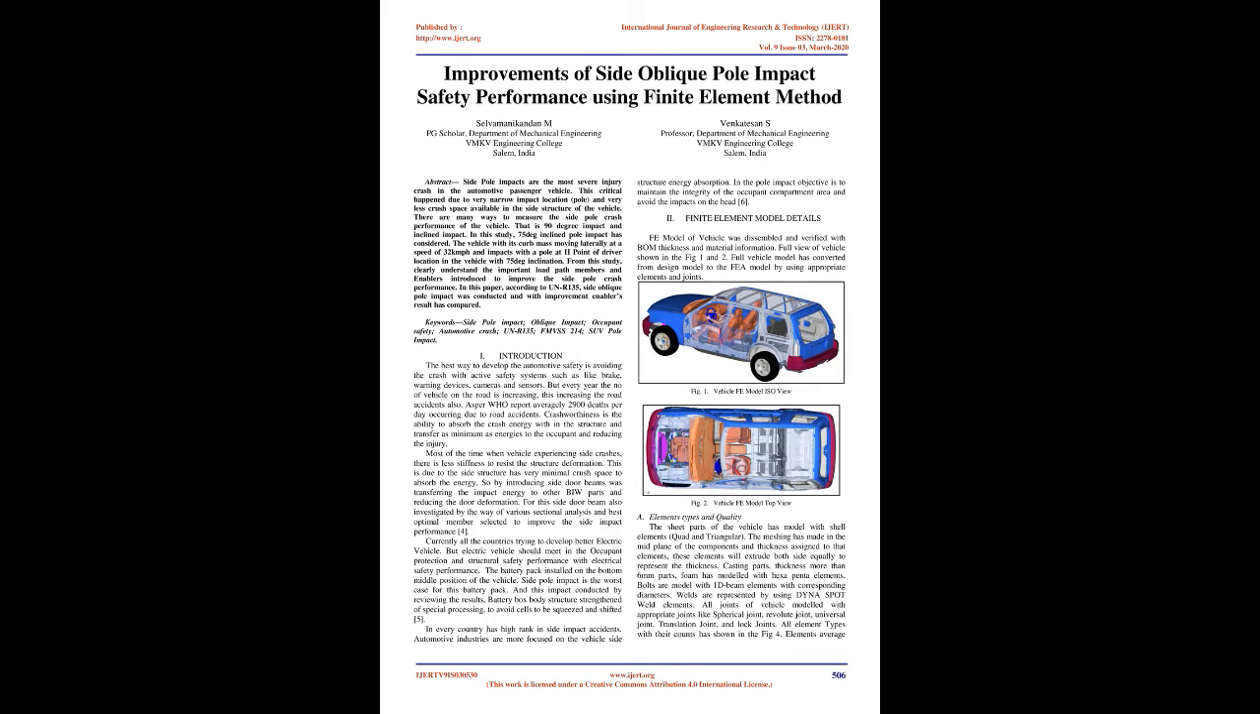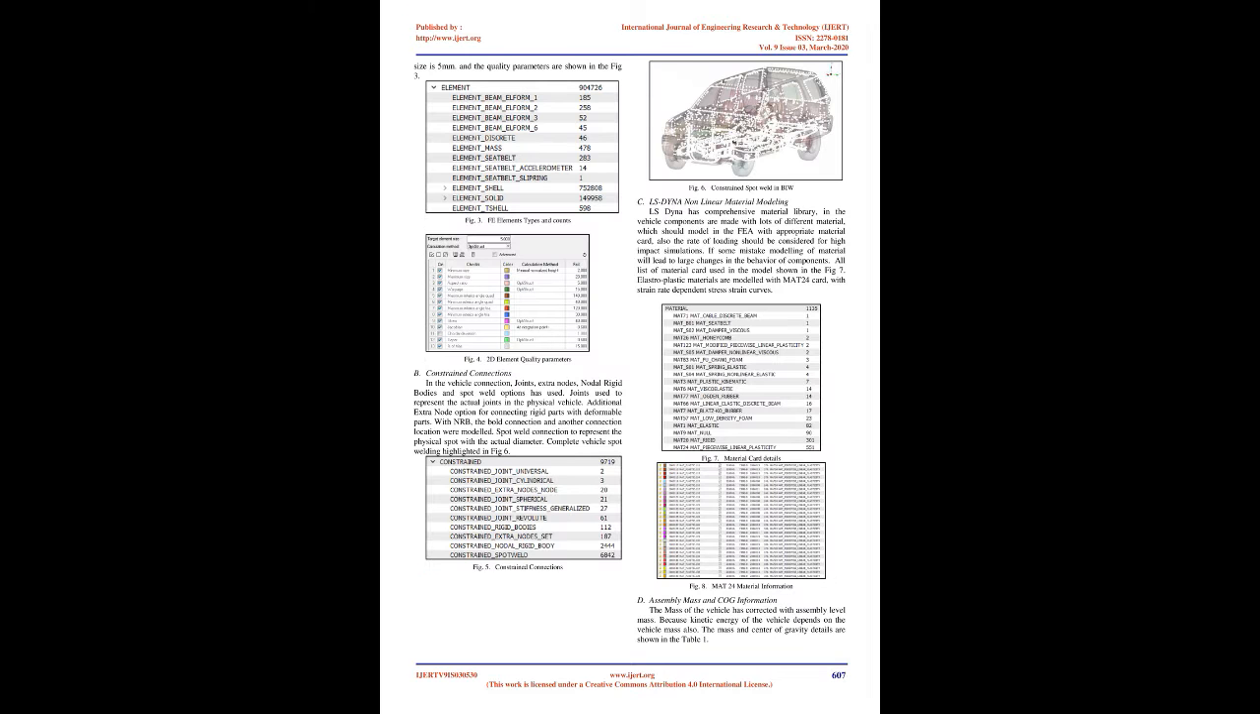Currently all the countries are trying to develop better electric vehicles. But an electric vehicle should meet occupant protection and structural safety performance along with electrical safety performance. The battery pack is installed at the bottom middle position of the vehicle. Side pole impact is the worst case for this battery pack. By reviewing the results of this impact, the battery box body structure was strengthened with special processing to avoid cells being squeezed and shifted.